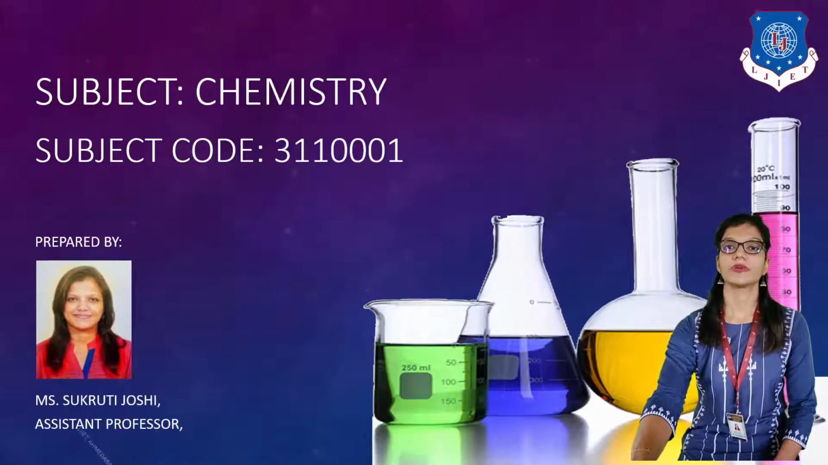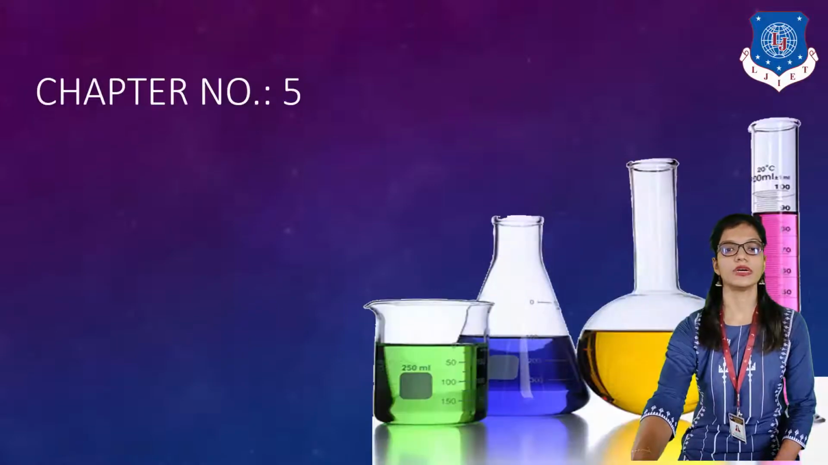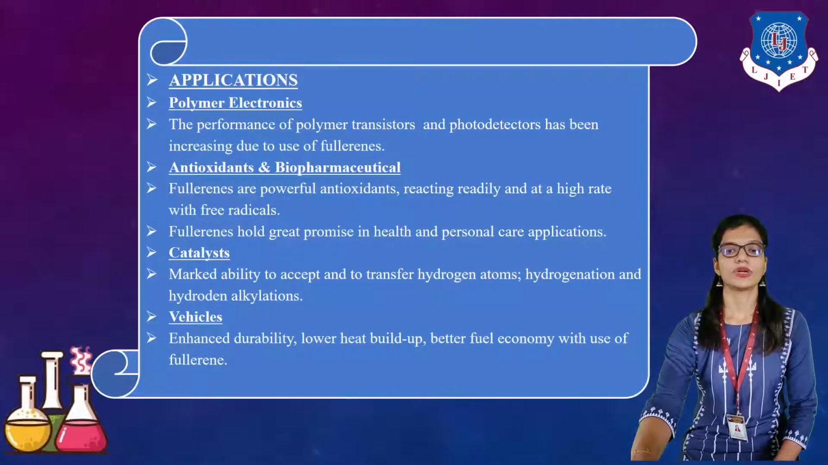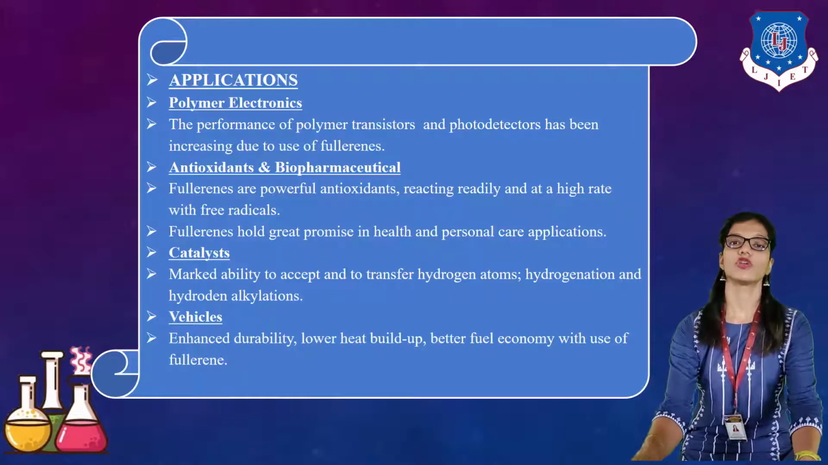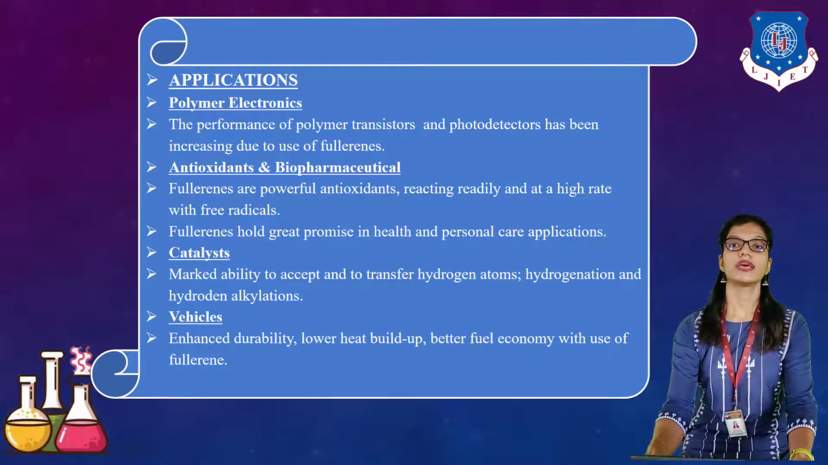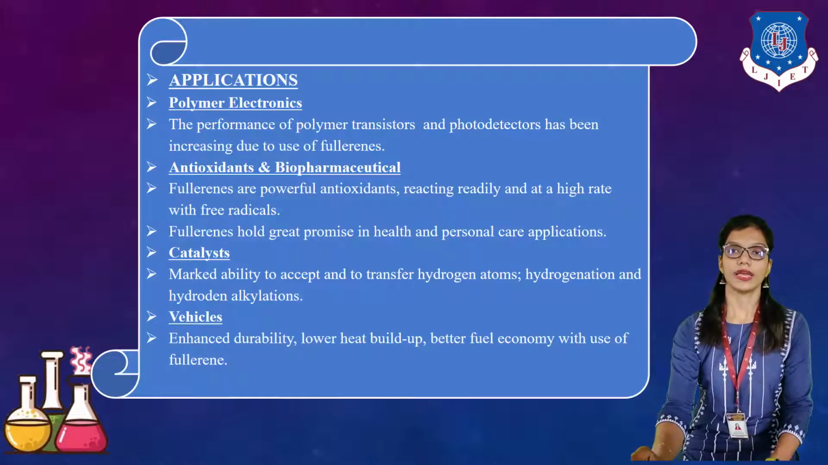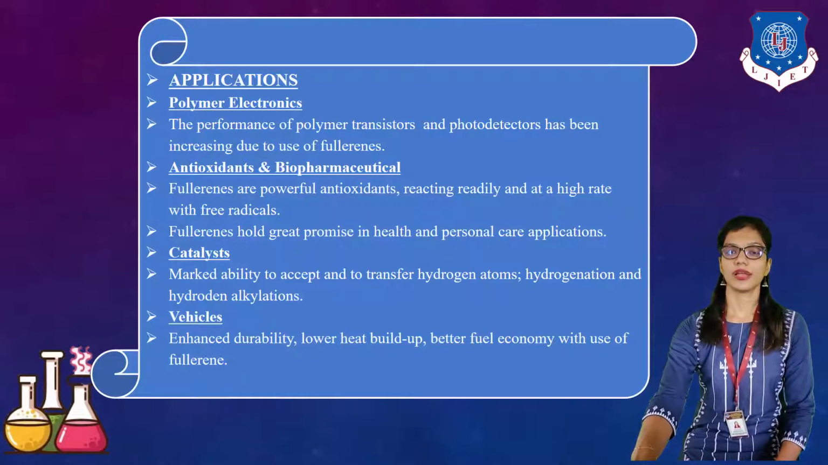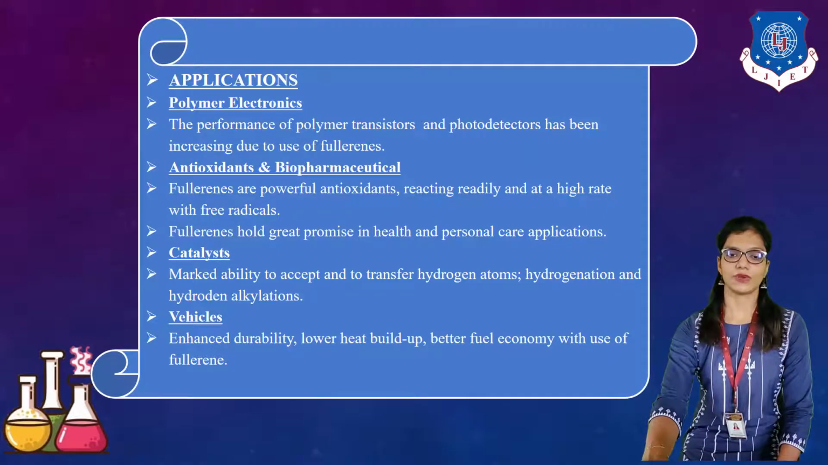The subject code is 311001. In our previous sessions of this subject, we started chapter number 5, which is nanomaterial. In nanomaterial, we have observed the properties of fullerenes as well as fullerols. Now we will see the applications of fullerenes. As you can see, they are widely used in polymer electronics, in antioxidants, and in making biopharmaceuticals. Likewise, we can use them in making catalysts, vehicles, etc.